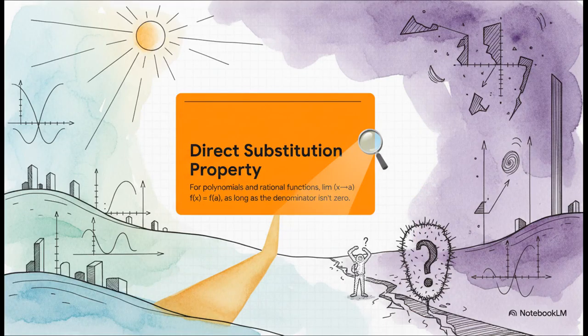You know, in a perfect world, finding a limit is just simple. For most of the functions you're going to meet, like your everyday polynomials, you can use what's called the direct substitution property. You literally just plug the number a into the function and bam, that's your limit. Easy, right? But it's not always a perfect world.